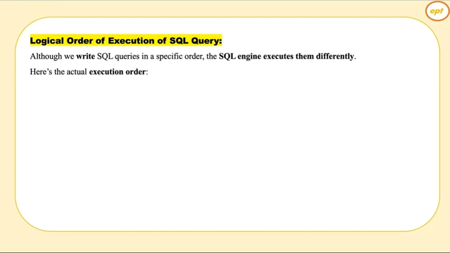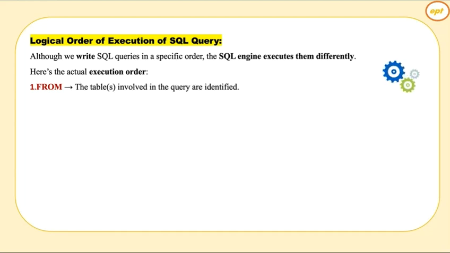What is the starting execution point of the SQL query? Can you tell me? It starts with the FROM clause. The first step is that the tables involved in the query are identified. So what are the data sources? Once they are identified, only then will it go and perform the next steps. This is the very first step.